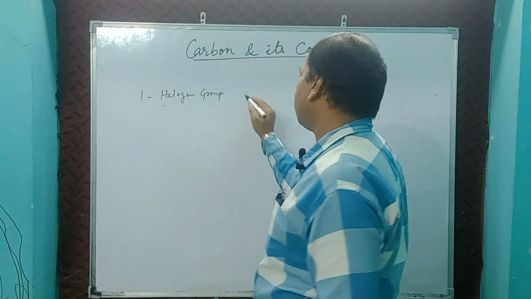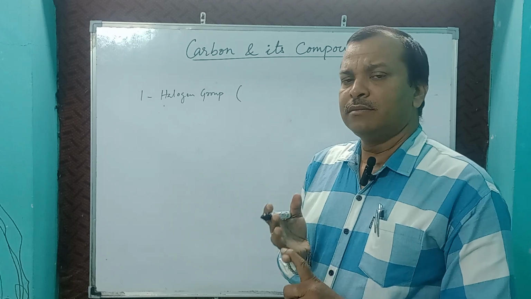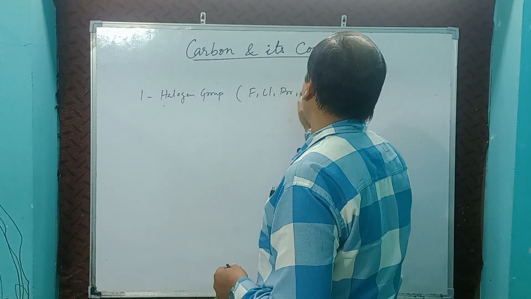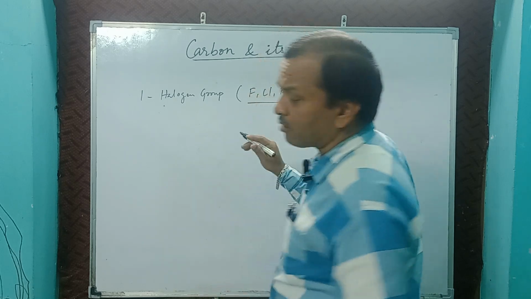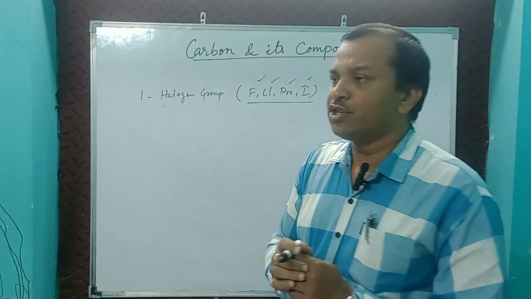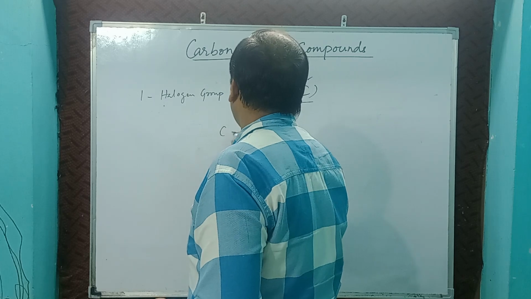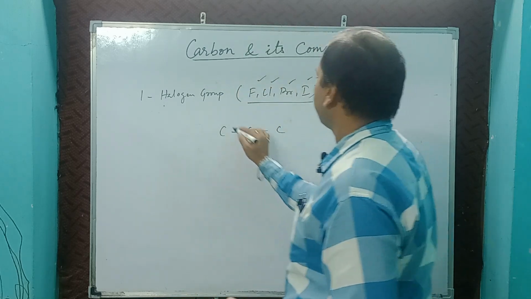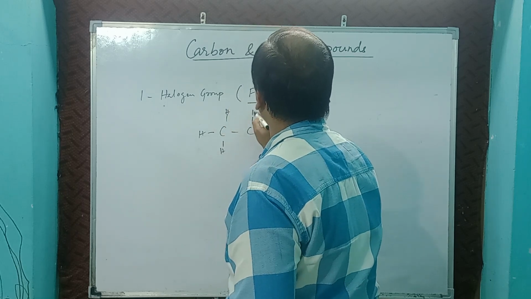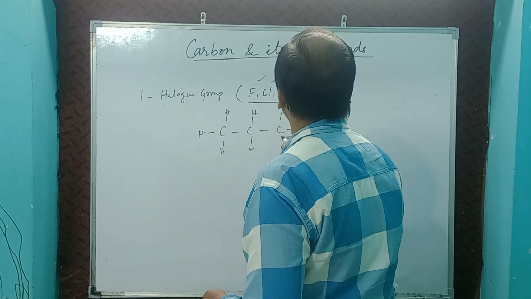In the halogen group, what are there? Chlorine, bromine, and iodine. If any of these will be joined instead of one hydrogen atom, let us take an example. I will take this one. This is propane.